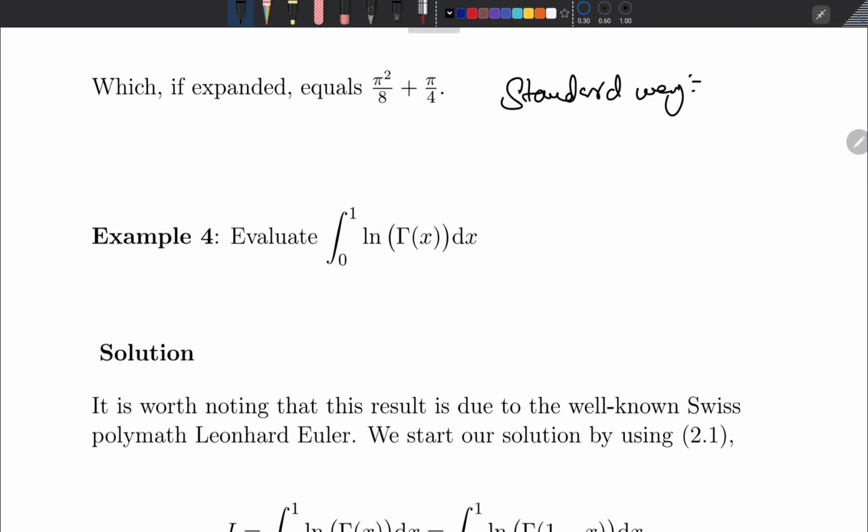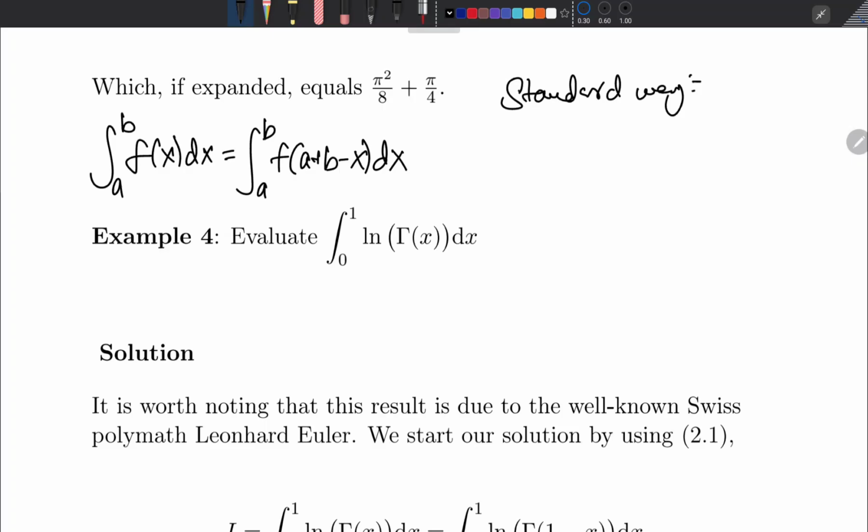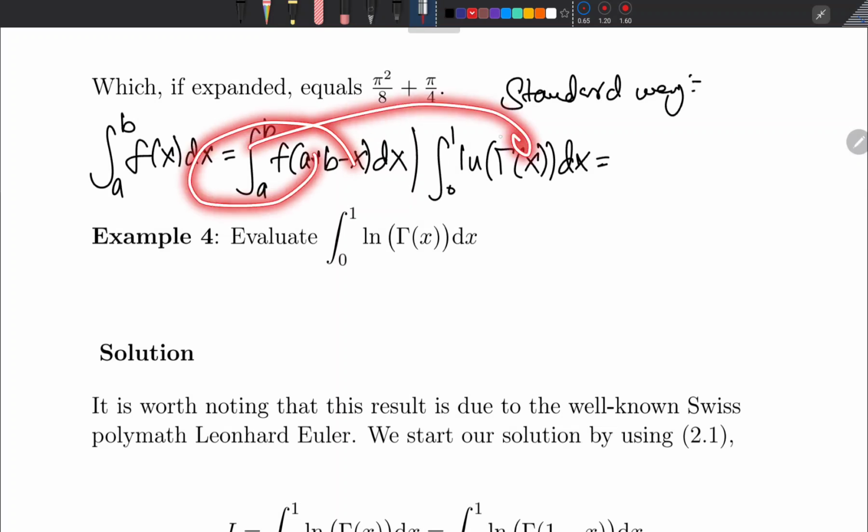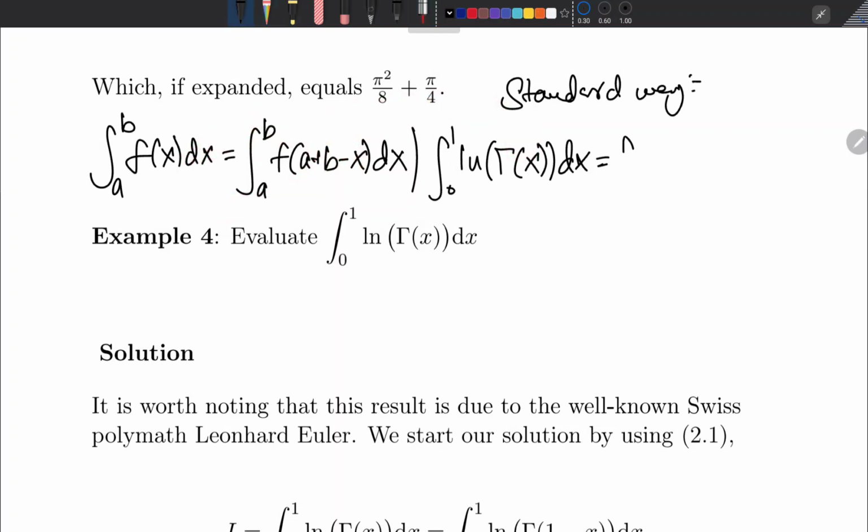So basically we have learned that the integral from a to b of f of x dx equals the integral from a to b of f of a plus b minus x dx, right? Okay, and here we have the integral from 0 to 1 of natural logarithm of gamma of x dx, and using this property we can write this as the integral from 0 to 1 of natural logarithm of gamma of 1 minus x dx.